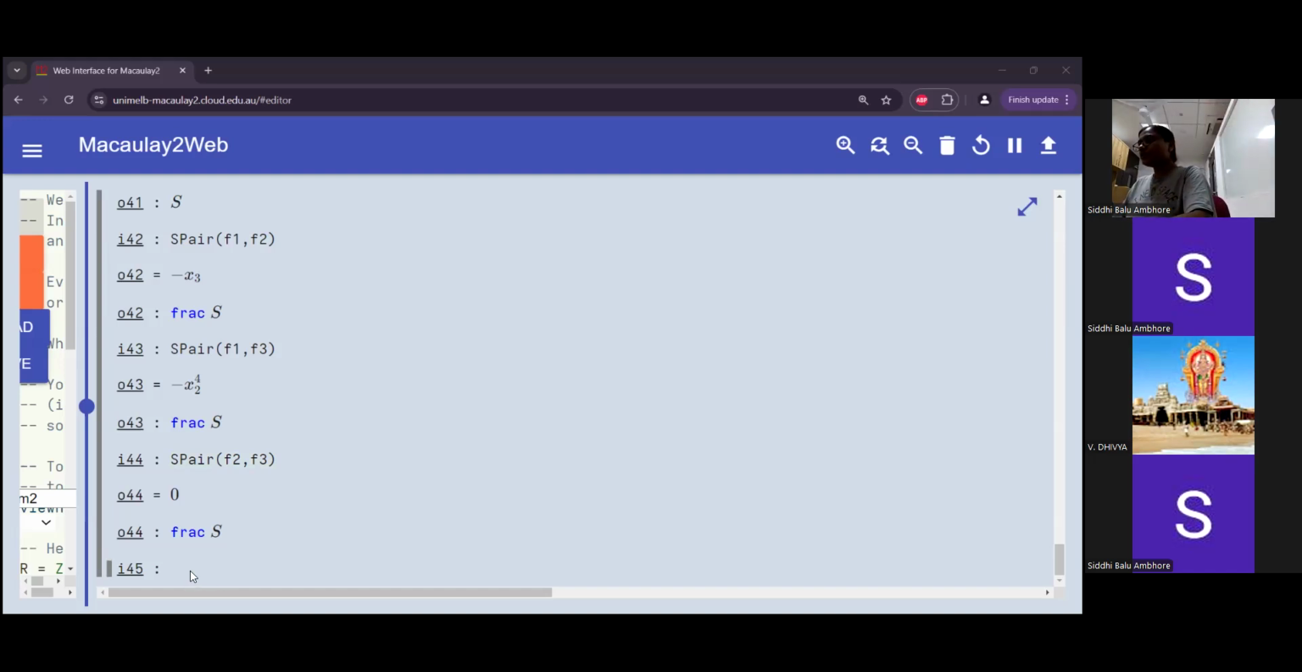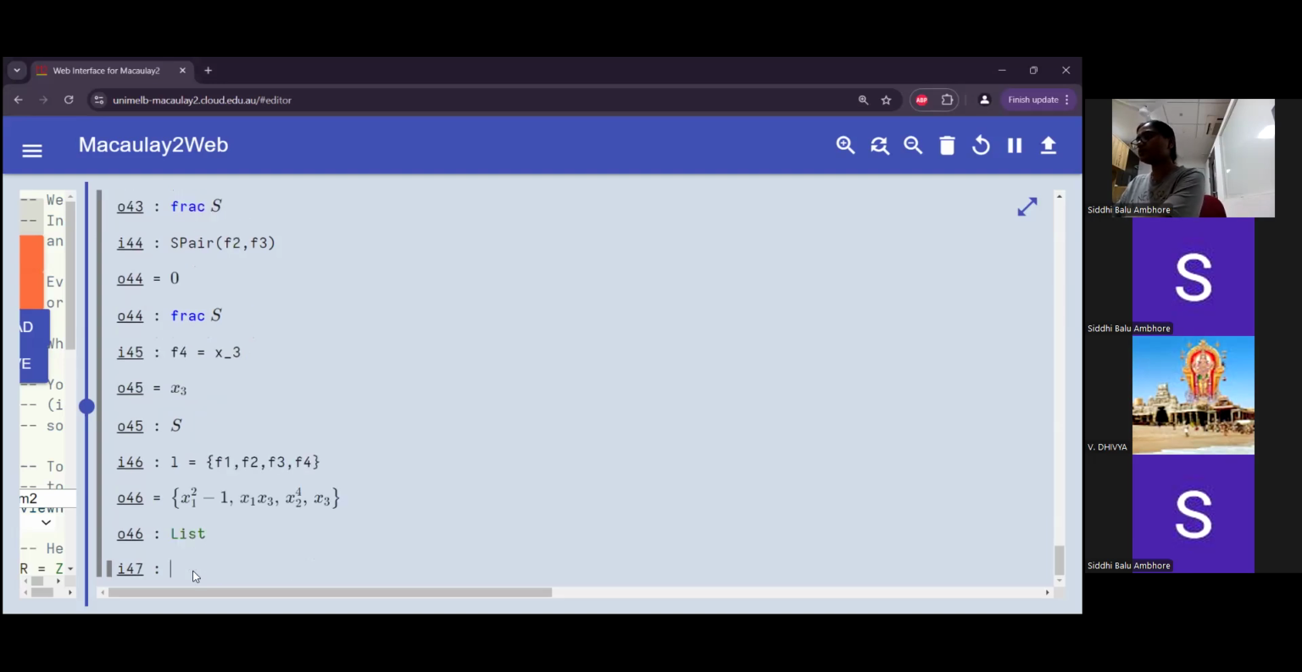Okay, so for that we can use loops. Macaulay 2 also supports loops. So let us define this list of polynomials. Let us give F4 to be minus x3, or just x3, it doesn't matter. So let us take this L to be the list of F1, F2, F3, F4. So this is the list of all the elements.